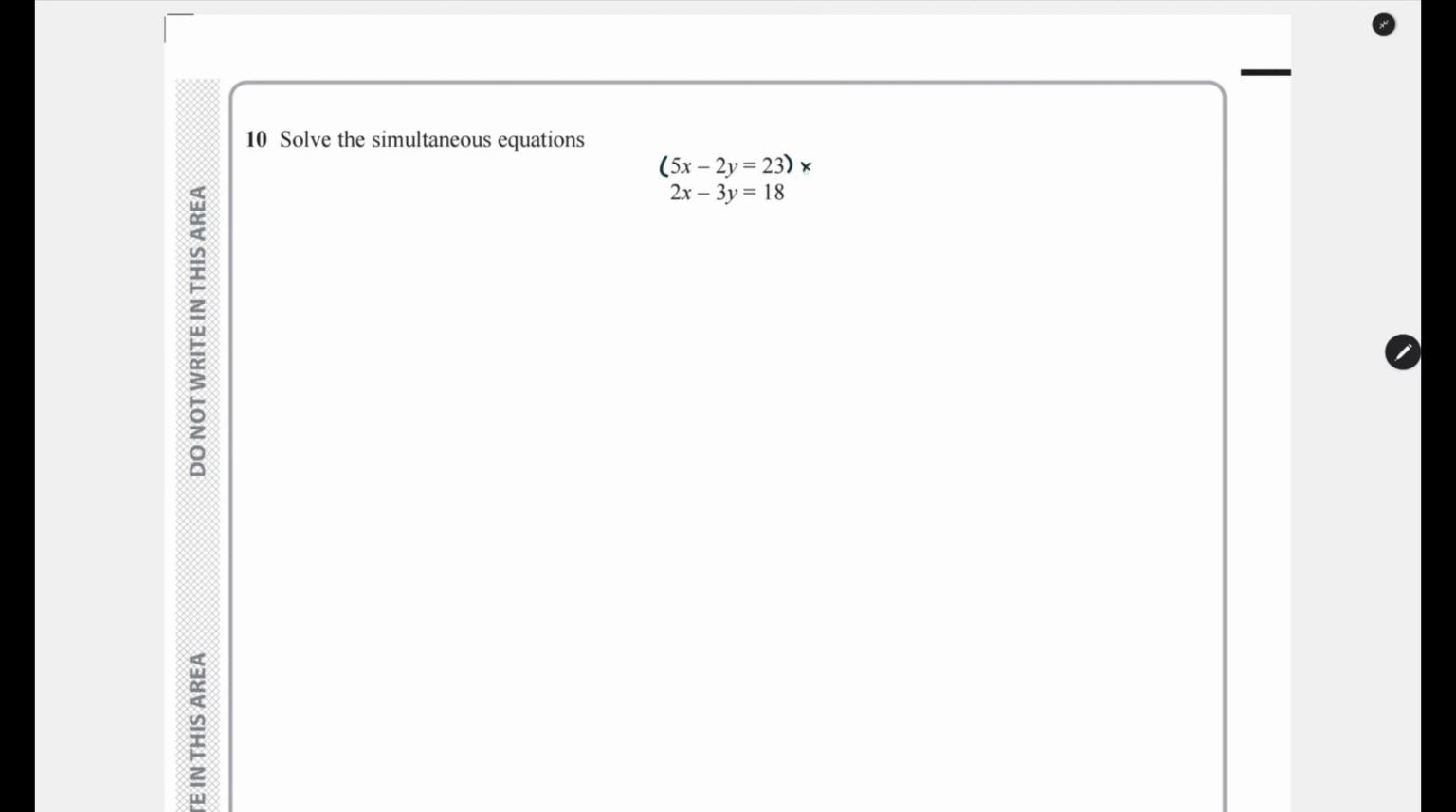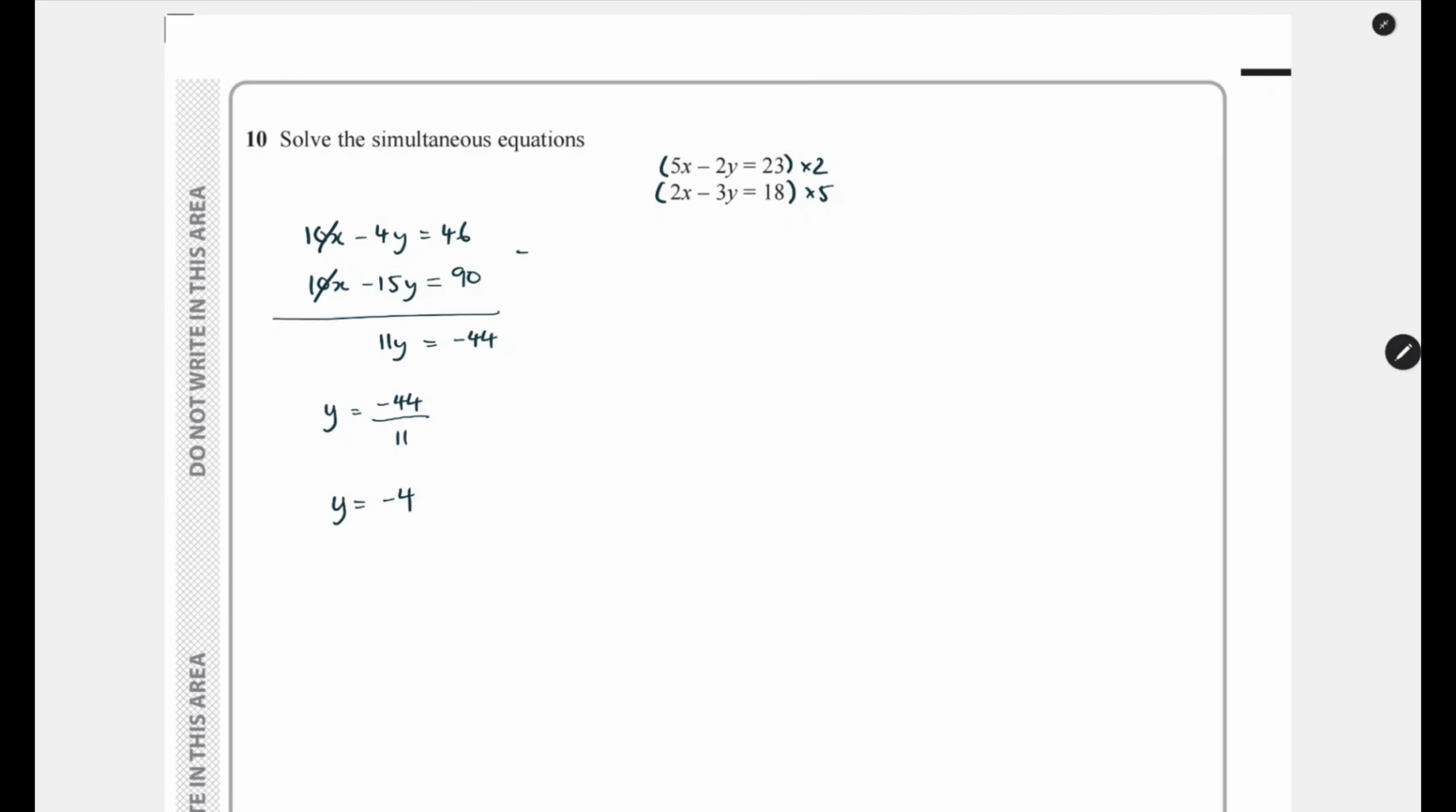So I'm going to multiply this equation by 2, and I'm going to multiply this equation by 5. That leaves me with 10x minus 4y is equal to 46, and 10x minus 15y is equal to 90. Now, if I take these two equations away from each other, 10x minus 10x is 0x, minus 4y minus 15y gives me positive 11y, and 46 minus 90 will give me minus 44. If I then rearrange the equation to make y the subject, take the 11 to the other side, it becomes minus 44 divided by 11, so the y value is minus 4.